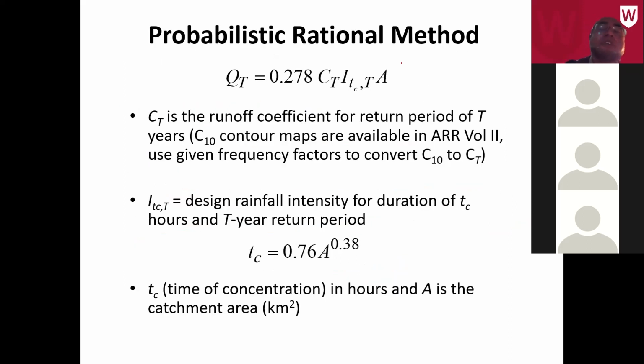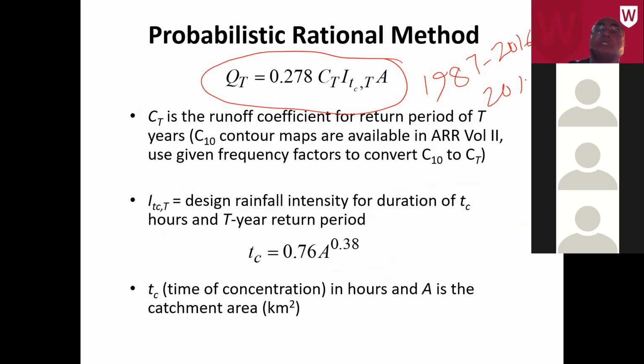The probabilistic rational method was recommended in 1987 in Australia, and that was used till 2016. Although ARR came in 2019, an interim version of ARR arrived in 2016, particularly for this RFFA technique. So people started applying this in 2016, and from 2019, this method has not been recommended in the Australian program. But still people are using it because they want to compare what they get with the new RFFA technique and this old one.